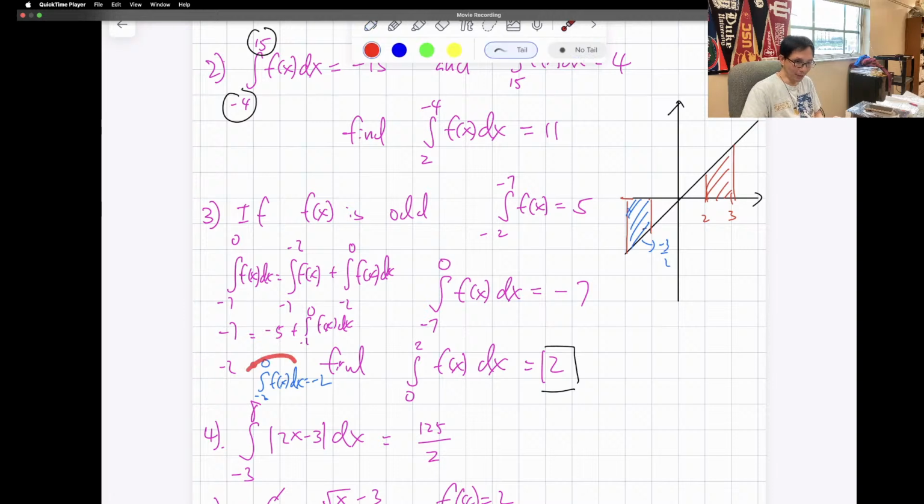So on the positive side, our function becomes +2. Just like here it's -2, here it becomes +2, because the symmetry to the origin gives you one side of negative area, and on the other side, the same intervals give you the opposite number. Does that make sense?